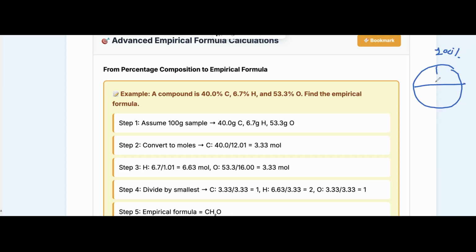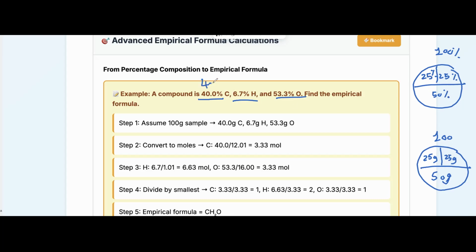I will tell you, if you have 100%, and you have three ratios, 25%, 25%, and 50%, and you need to change this into grams, just imagine that the whole thing is 100 grams. So if the whole thing is 100 grams, what will be the ratios? It will be 25 grams to 25 grams to 50 grams. This is what I meant when I said change the percentages into mass. Here I change 25% into 25 grams, 25% into 25 grams, 50% into 50 grams. So this will be 40 grams, 6.7 grams, 53.3 grams.